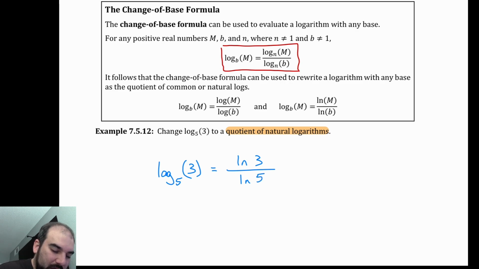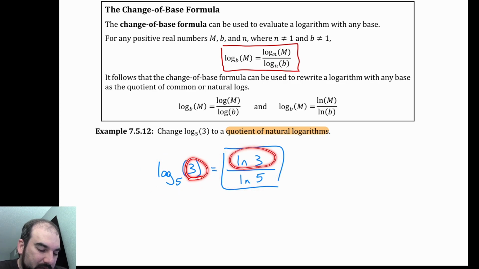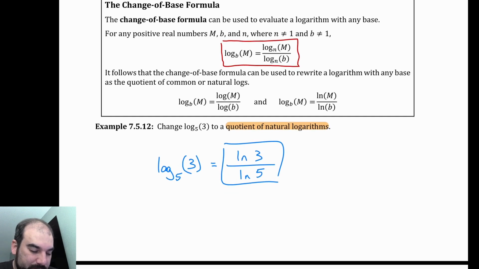So we take the natural log of what's inside the log, and then we take the natural log of the base. So that is how to apply the change of base formula. It's pretty straightforward. You turn a single log into a quotient, with the numerator being the number inside the log, and the denominator being the base of the original log.